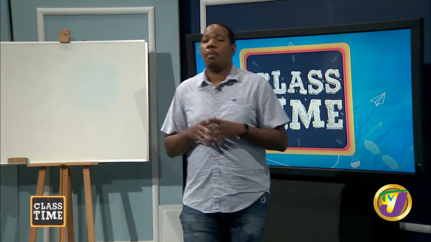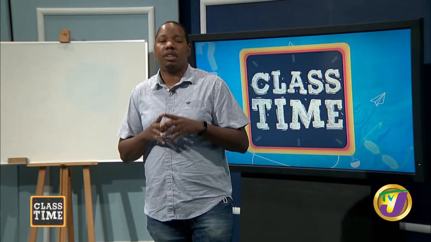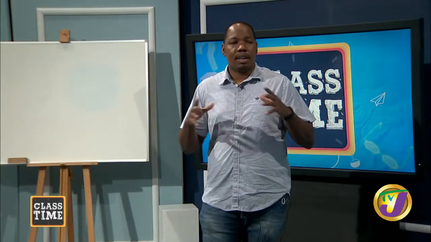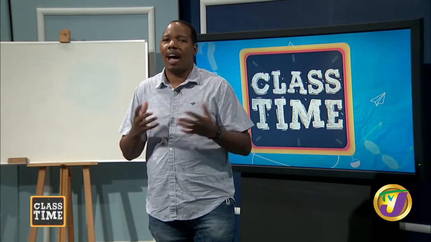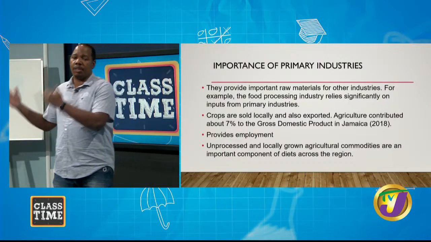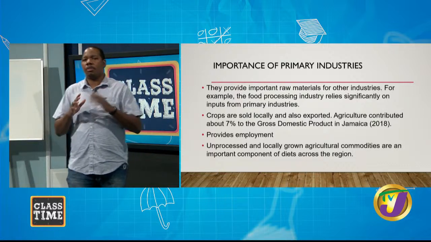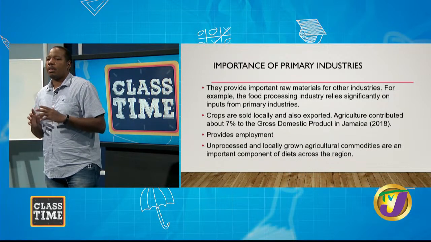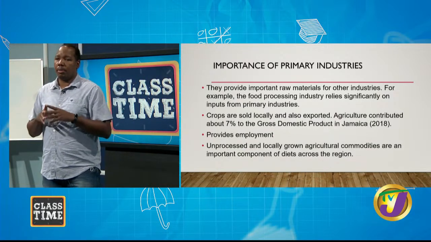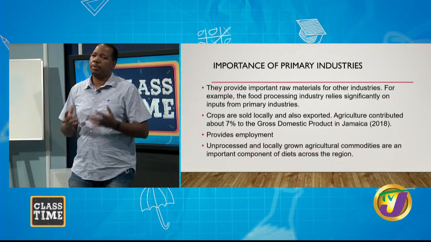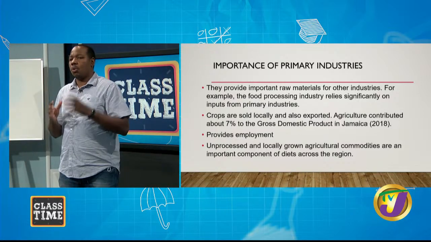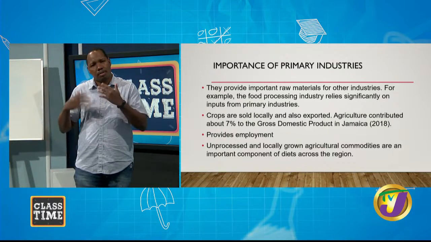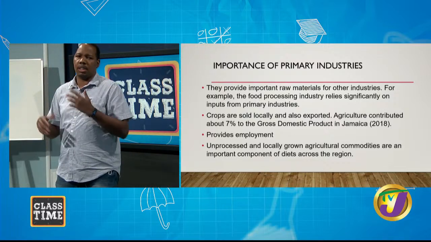Agriculture contributed about 7% to our GDP in 2018. Now, across the Caribbean region, the contribution of agriculture to the GDP varies. And at this point, I know you've probably not heard the term GDP before. GDP means gross domestic product, and that simply means the value of the goods and services produced in a country. The total value of all the goods and services produced in a country.